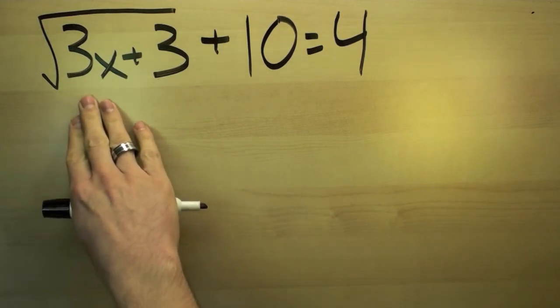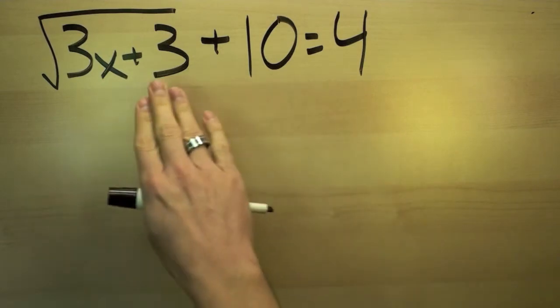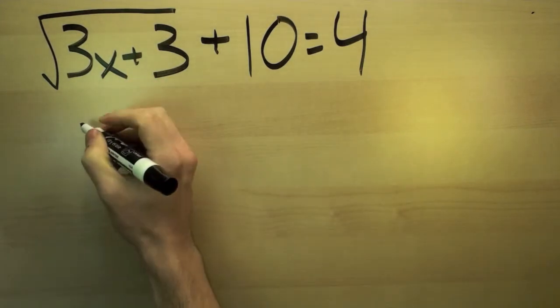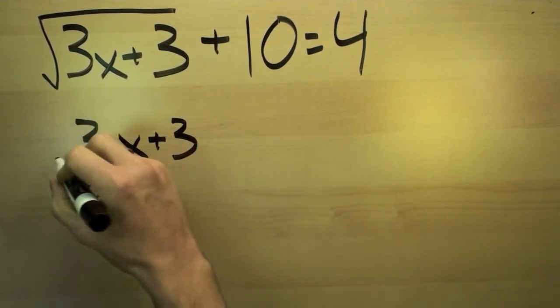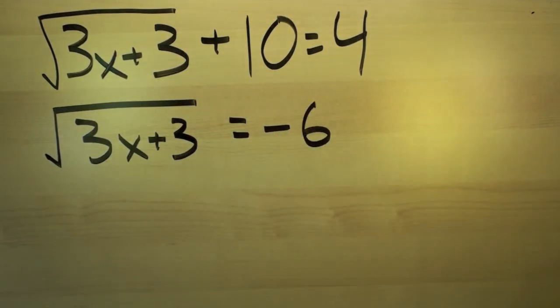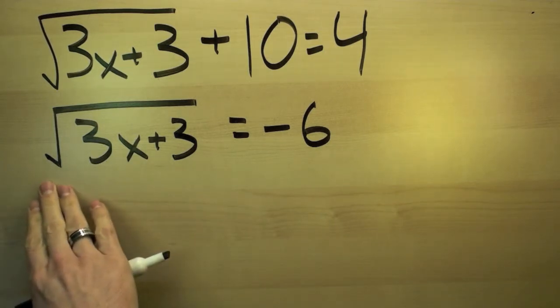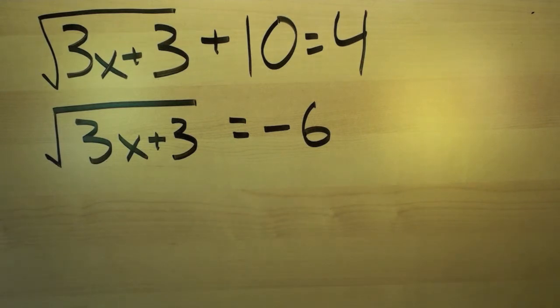Now let's look at the square root of 3x plus 3 plus 10 is equal to 4. So we want to isolate this square root, so the first thing we're going to do is subtract 10. So 3x plus 3 inside the square root is equal to negative 6. Now at this point you might already notice that there's going to be an issue as we progress through this problem. That is, we have a square root equal to a negative number. That's going to be a problem. But let's just say you didn't recognize that and we move forward to solve this like usual.